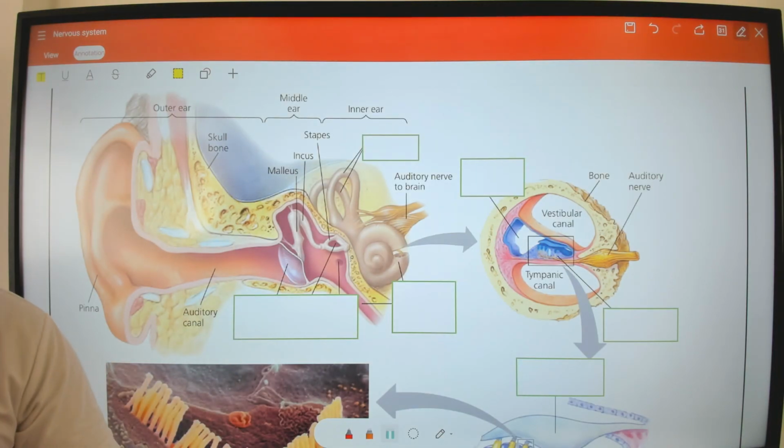Okay, so let's quickly go through the resource book content. Any questions? There's a question. Where does sound go after exiting from the round window? It is dissipated.